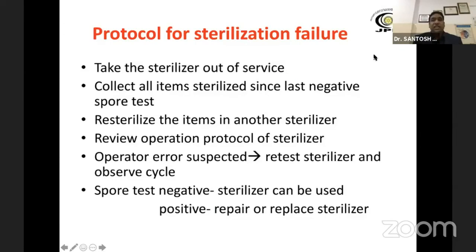The protocol for sterilization failure also needs to be very much outlined. Take the sterilizer which caused a failure out of service. Collect all items sterilized since the last negative spore test, and re-sterilize the items in another sterilizer. Review the operation protocol of the sterilization. If operator error is suspected, then reset the sterilization and observe the cycle again. And the spore test, if it is negative, the sterilizer can be reused, but if it is positive, definitely you have to repair or replace the sterilizer.